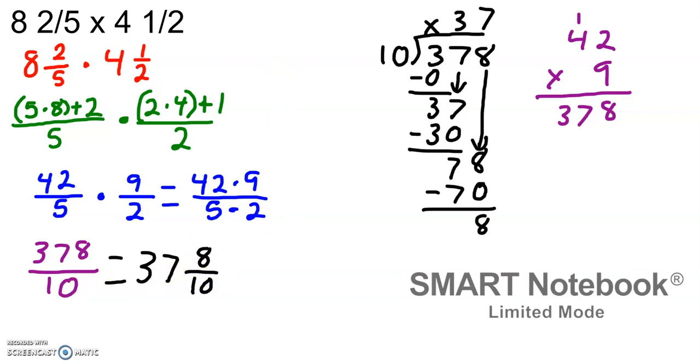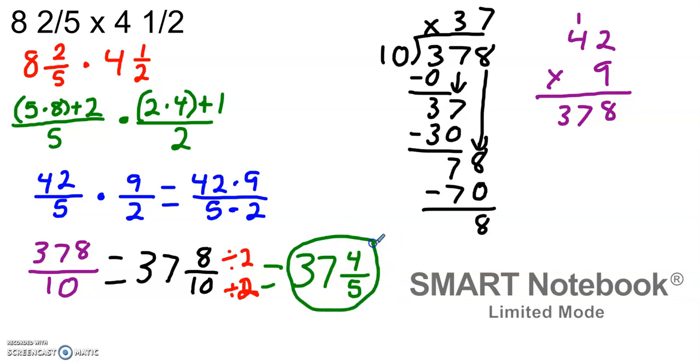Now that I have that, I can easily see that 2 goes into both of them. So I'm going to divide both of them by 2. Okay? And when I do that, my whole number stays the same, 37. 8 divided by 2 is 4. 10 divided by 2 is 5. Since I can't simplify this anymore, I'm going to circle it because that is my final answer.